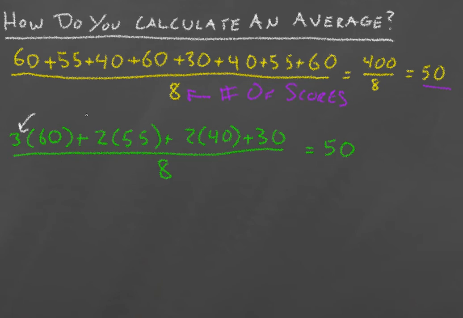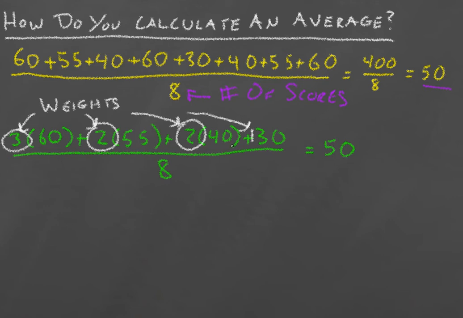Now these numbers, this 3, 2, 2, and really here we would have a 1, it's just the 1 is kind of implicit. We call these the weights. So because 60 appears 3 times, it has a weight of 3. 55 appears twice, it has a weight of 2. 40 appears twice, it has a weight of 2. 30 appears once, it has a weight of 1, and we don't even bother to write it. So if we say that the weight is W, which is 3 plus 2 plus 2 plus 1, we see that equals 8. Well, that's the same thing as the total number of scores.